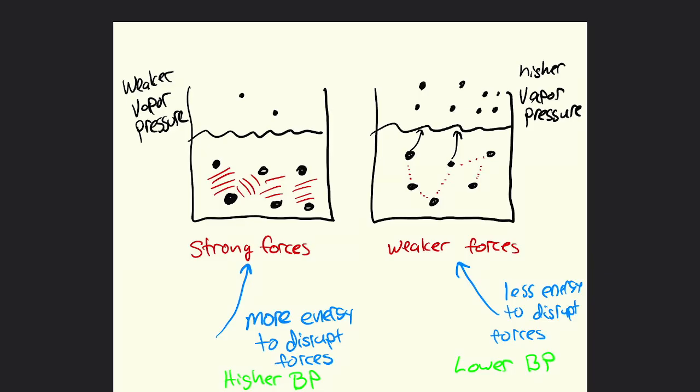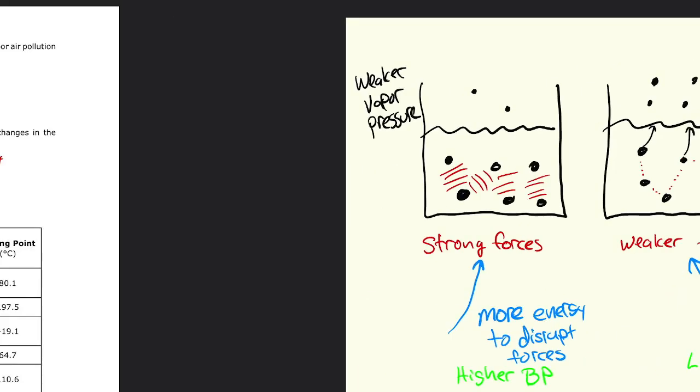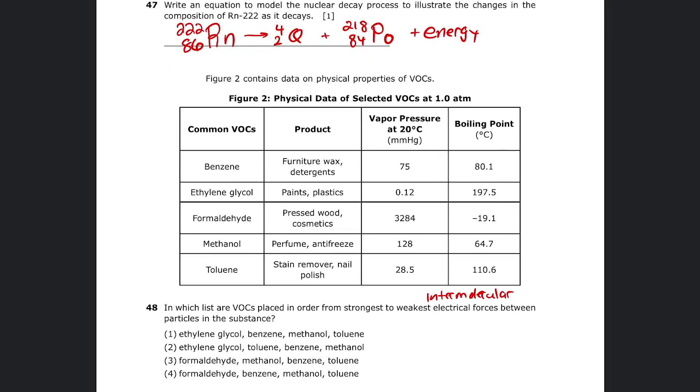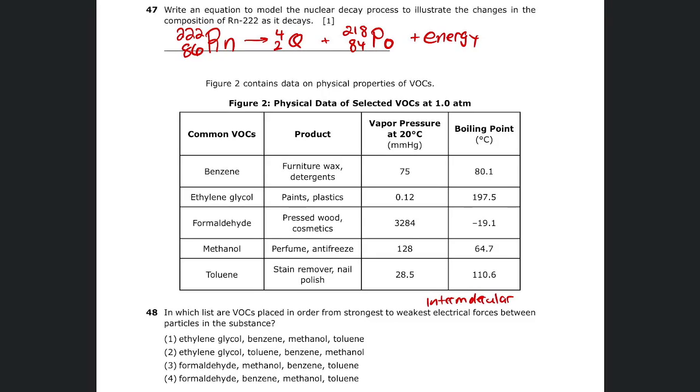So that's a little review of the concepts. Let's take what we've learned here and apply that to the question. We know that the highest vapor pressure is going to be the weakest electrical attractions. So methanol is going to be very weak. Benzene is going to be very weak. Ooh, formaldehyde, that's a big number. That's going to be the weakest.